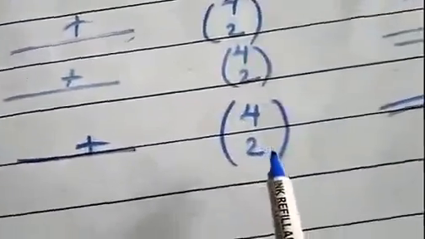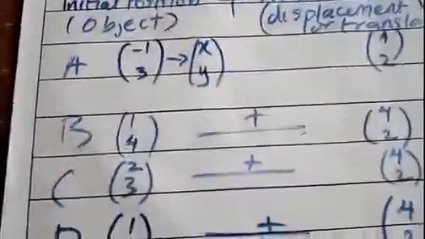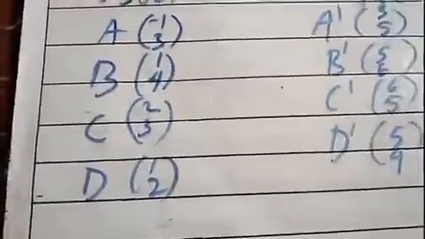Now for D, where D is (1,2), added to the displacement vector, gives me (5,4). Looking at it now, our objects initially are (-1,3), (1,4), (2,3), and (1,2) for A, B, C, D respectively.